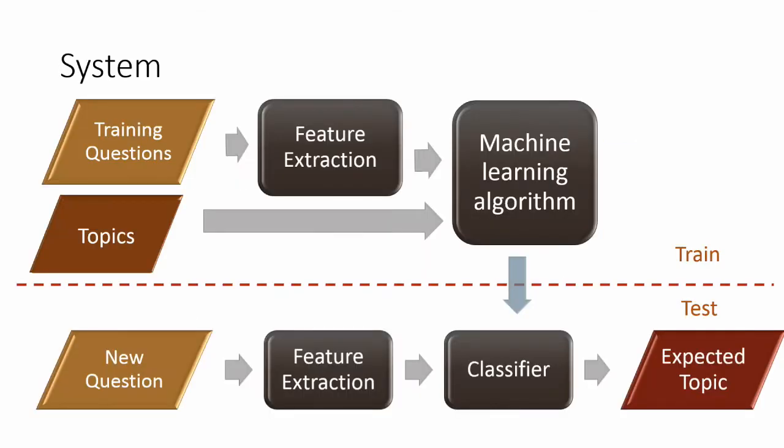So this is a very high-level picture of our system. If you look at the top, that's the training part. We took the questions and represented the words in a question using counts, as numbers. That's the part of feature extraction.